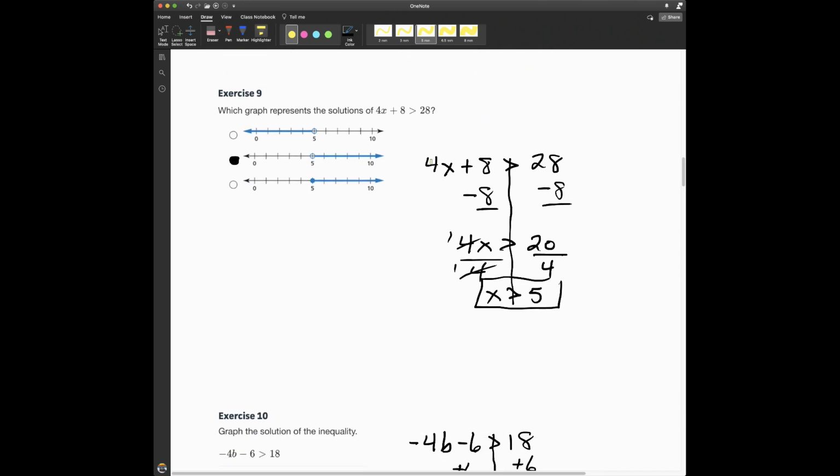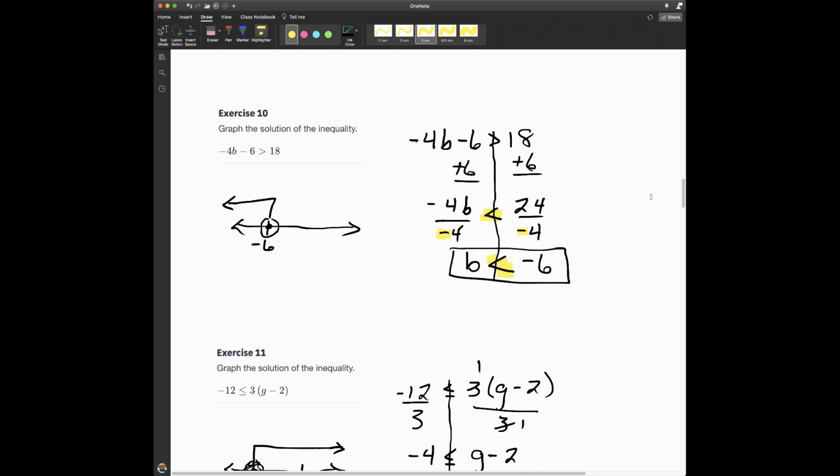For number 9, which graph represents the solutions of this inequality? Well, I have to solve it. All right, so make sure you do that on the test, solve the inequality, see what you get, and see which one of these pictures represents x is greater than 5. And it happens to be this one with the open circle, and it's greater than 5.